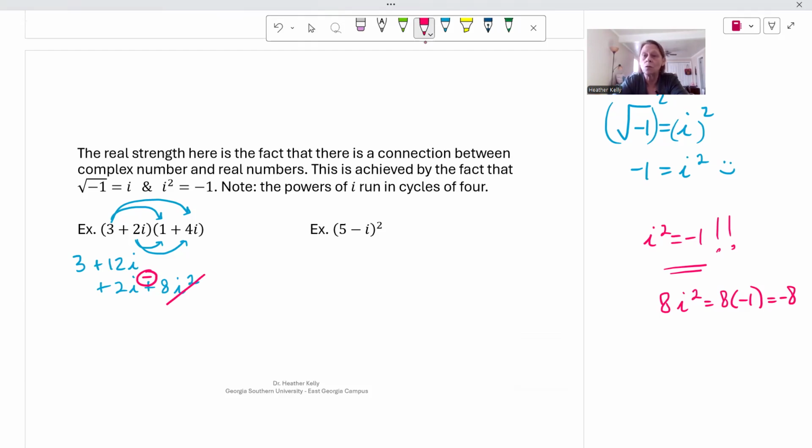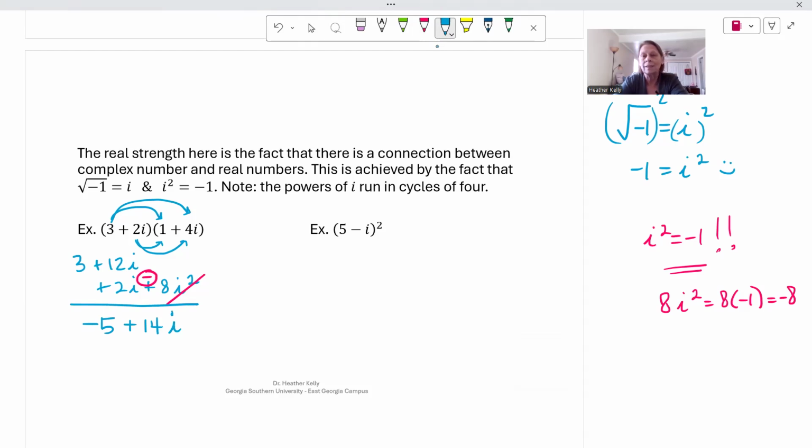Now, I always circle things that I change. If I apply some kind of shortcut or anything like that, if I change a sign, I'm going to circle it. That way I know I changed it and it's not just a spare mark or anything like that. And then I can put these together, right? So 3 minus 8 is -5 plus 14i.